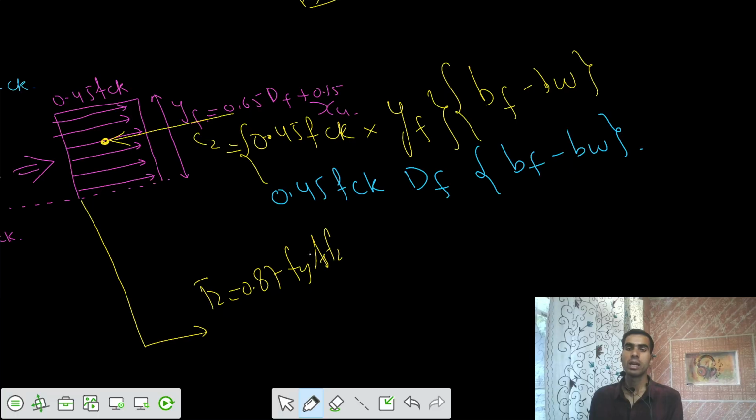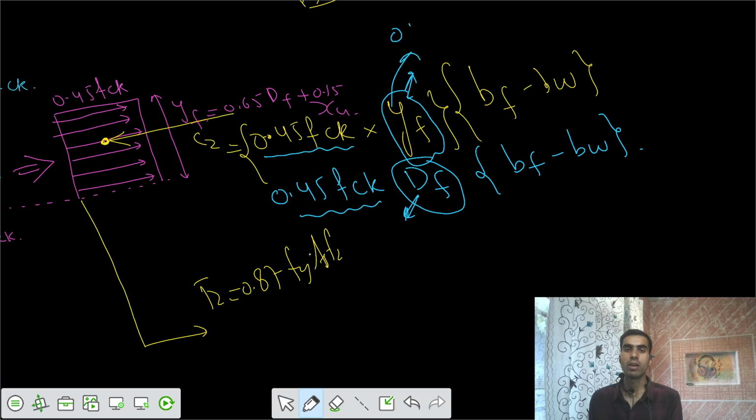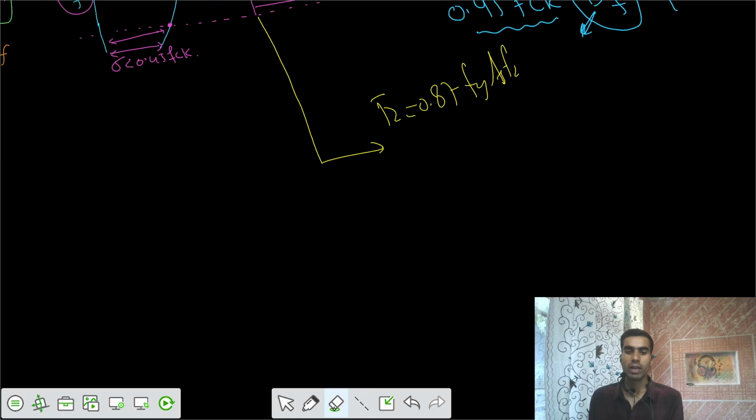Can you observe that? In the previous case, we were talking about that for the entire DF we have stress constant 0.45 FCK. But in this case, we have stress constant only after the depth of thickness of YF. So where your YF, we have to substitute that value as 0.65 DF plus 0.15 XU. Now, once we got these, we can write that C1 plus C2 equals T1 plus T2 in order to get the actual location of neutral axis.